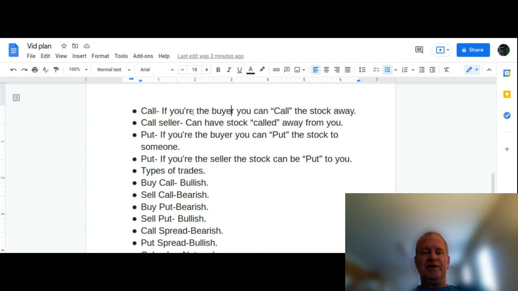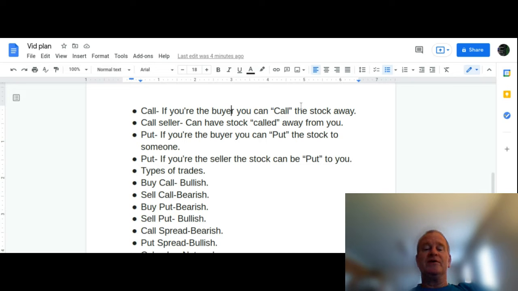The first here you would see is a call. If you're the buyer of the call, you can call the stock away from somebody. For example, say you buy the $50 call, and the stock's maybe 47 or 48, and it goes up to 55. You get the opportunity to force the person to sell you the stock at $50. So you can call the stock away from that person at the set price that you bought the call at. If you're the call seller, you can have the stock called away from you.